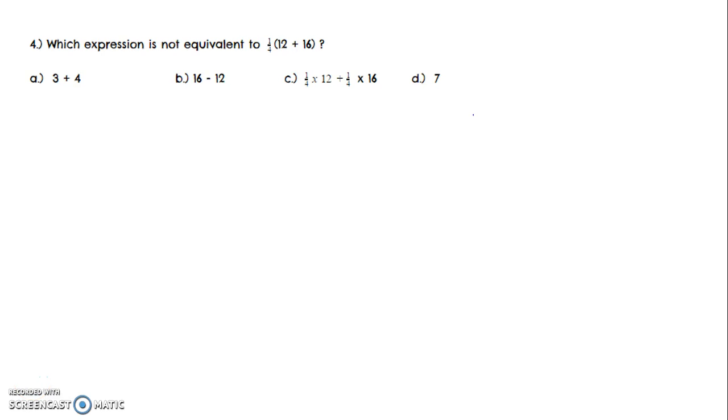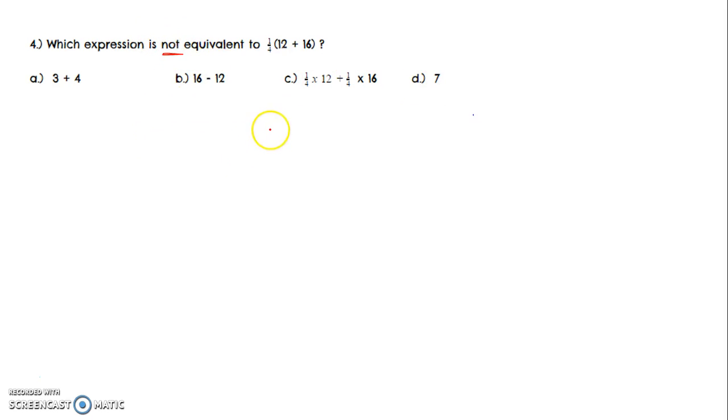This video is to help you with number 4 on CR Helper number 27. Miss Connor gives you a similar example. It says, which expression is not equivalent to 1/4 times the quantity 12 plus 16? So what we can do is simplify 1/4 times the quantity 12 plus 16, then simplify each of our given answers and figure out which one is not equivalent.